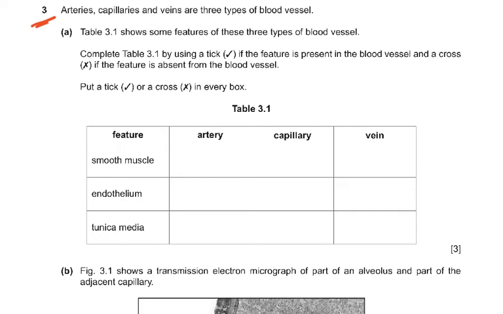Arteries, capillaries, and veins are 3 types of blood vessels. Table 3.1 shows some features of these 3 types of blood vessels. Complete table 3.1 by using a tick if the feature is present in the blood vessel and a cross if the feature is absent from the blood vessel. Put a tick or a cross in every box.